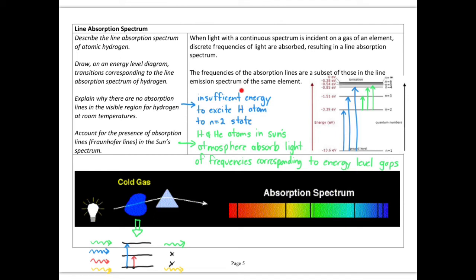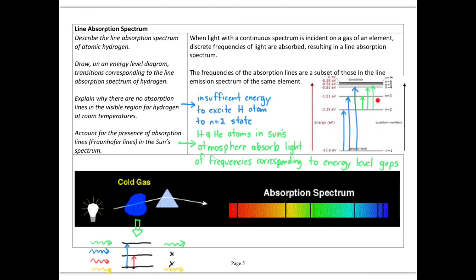So that's basically what that says there. So account for the presence of absorption lines, also known as Fraunhofer lines, in the sun spectrum. So if we look at the sun through a very good spectroscope, we'll see this sort of pattern in the sunlight. And that is because there's hydrogen and helium atoms in the sun's atmosphere, and they absorb light of frequencies corresponding to the energy level gap.